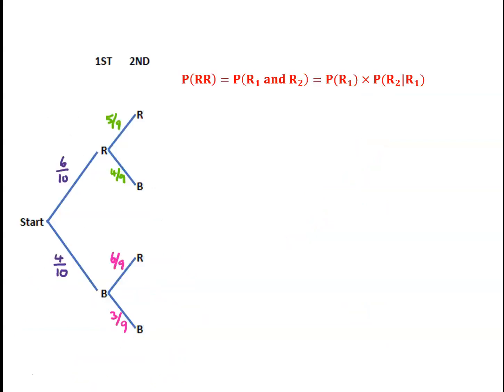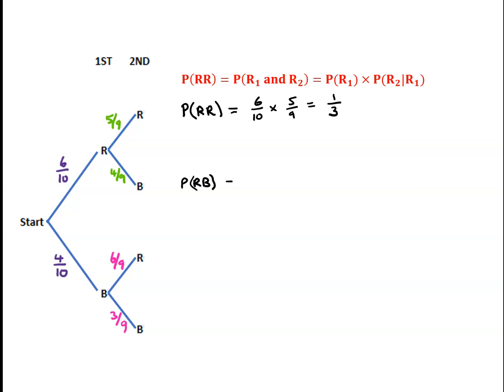So we can now say, using the multiplication rule, the probability we get a red for the first ball and a red on the second ball is going to be the probability we get a red on the first ball times the probability that we get a red on the second, given that the first was a red. So the probability we get red 1 and red 2 is 6/10 times 5/9, which gives me 1/3.